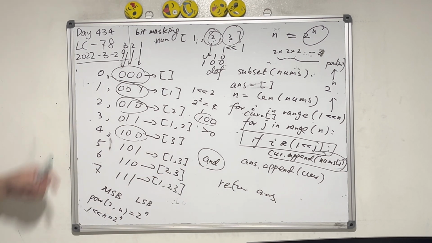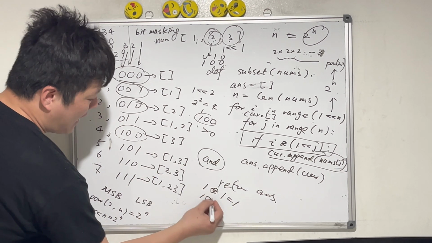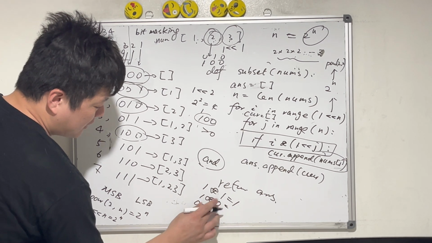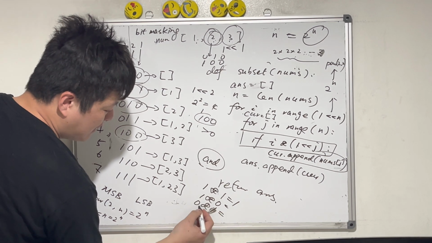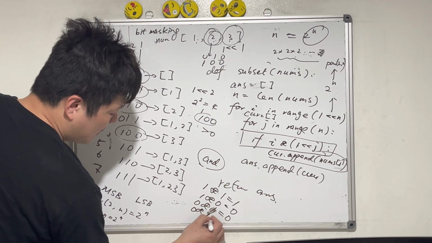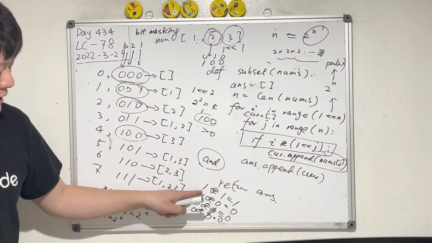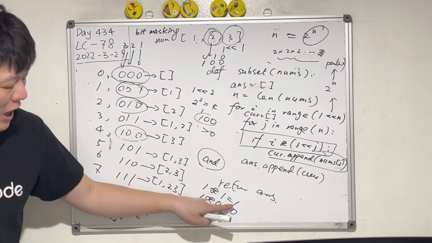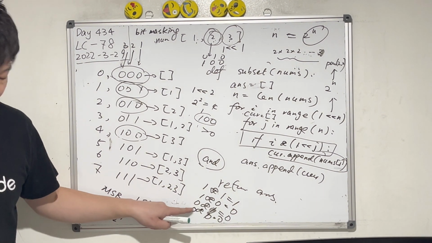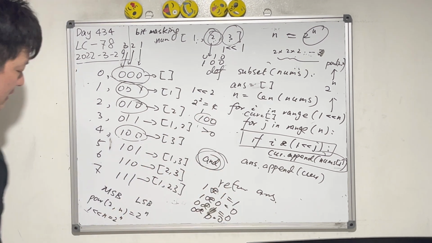In binary it's the same thing. 1 and 1 is 1. 1 and 0 is what? 0. 0 and 1 is 0. 1 and 0 is 0. 0 and 0 is 0. So this is the same thing as the if. It will be 1 only if both sides are 1. If only one of them is 1, it's not enough.